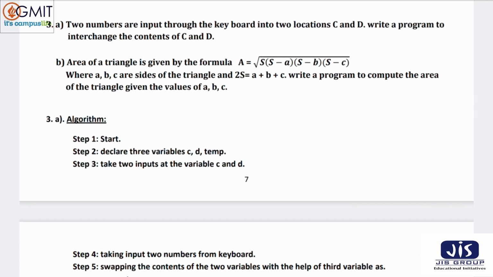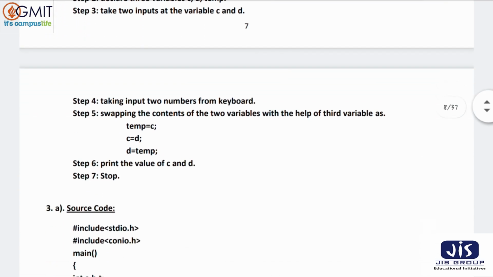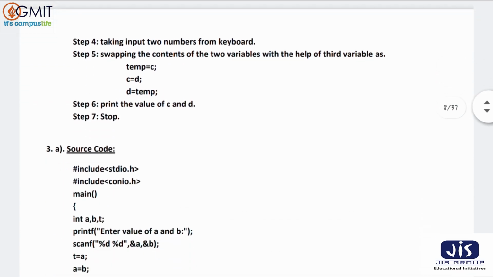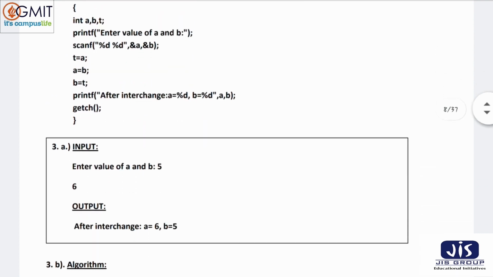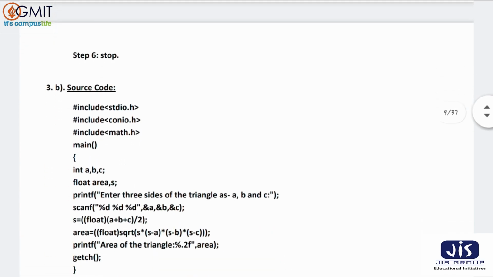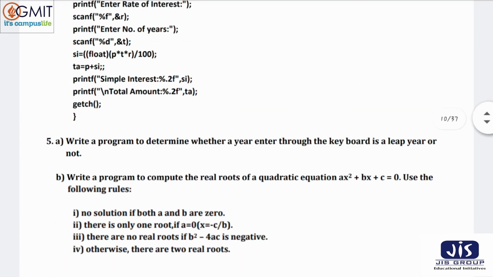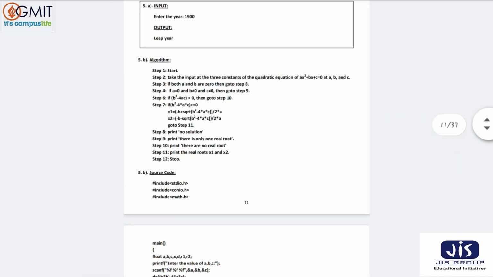Then come to the next part. 3A, 3B. This is my question. Then algorithm of 3A. You can skip this or write this, your choice. And then this is the source code of 3A. And then this is the input output. Clear or not? This should be your lab copy. That's it. Anything you want to see? Any other question?